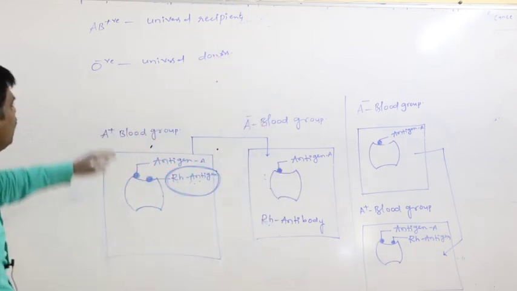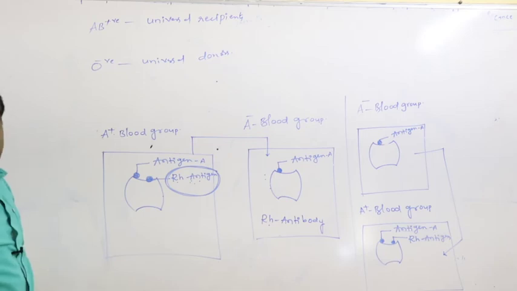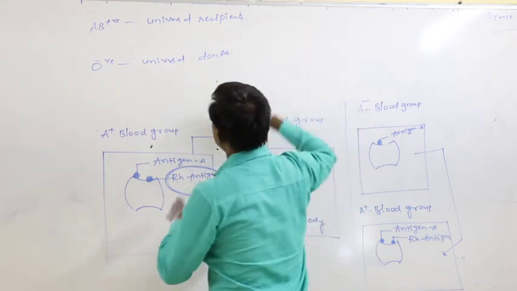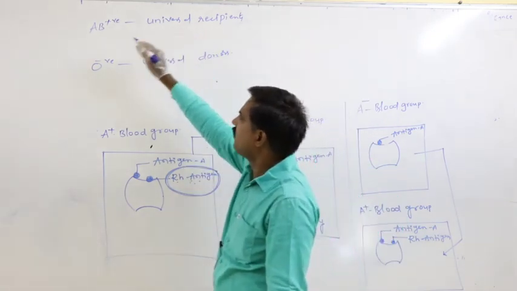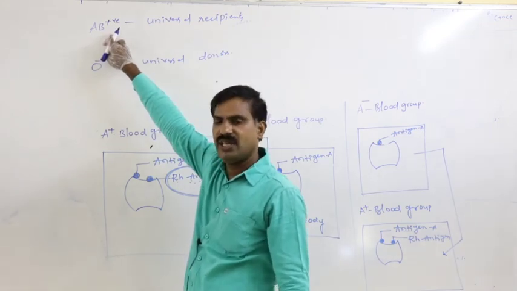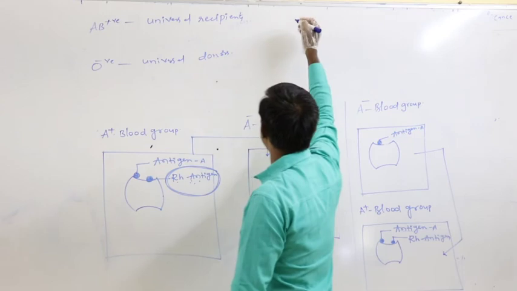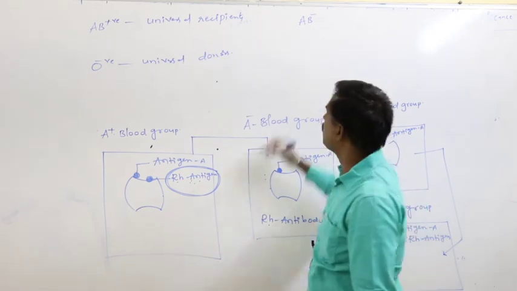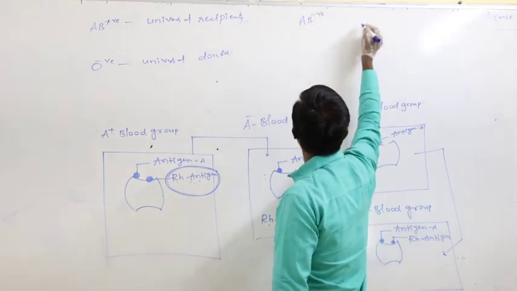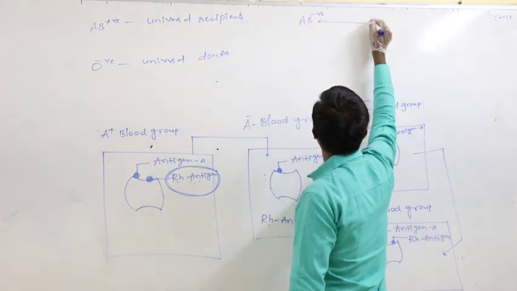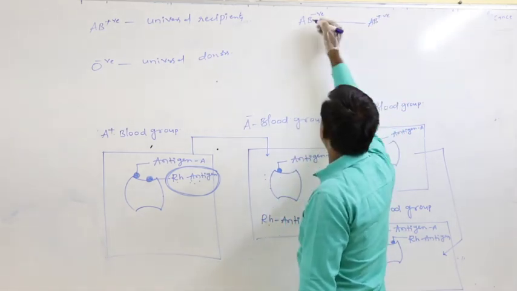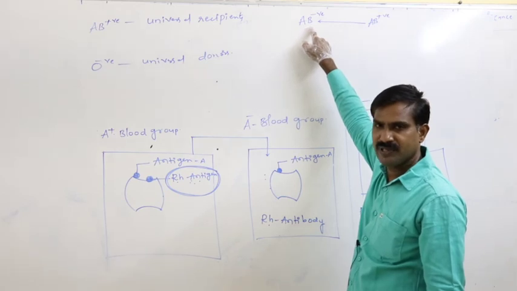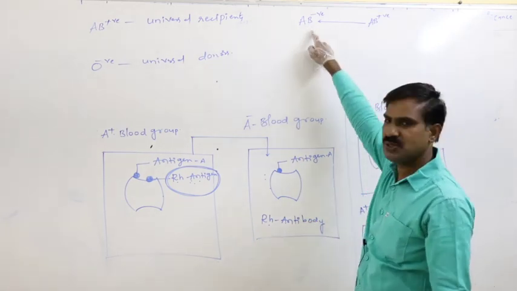For example, just assume, instead of AB positive persons, if I called AB negative persons universal donors, and if I transfused AB positive blood into an AB negative person, definitely inside the AB negative person's body Rh antibodies would be produced, which would lead to death.